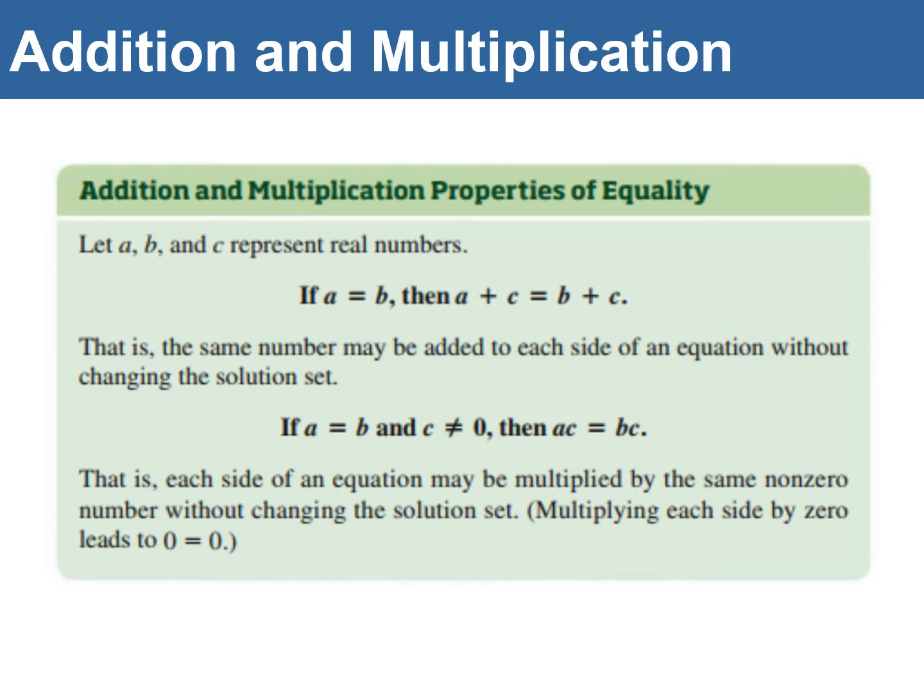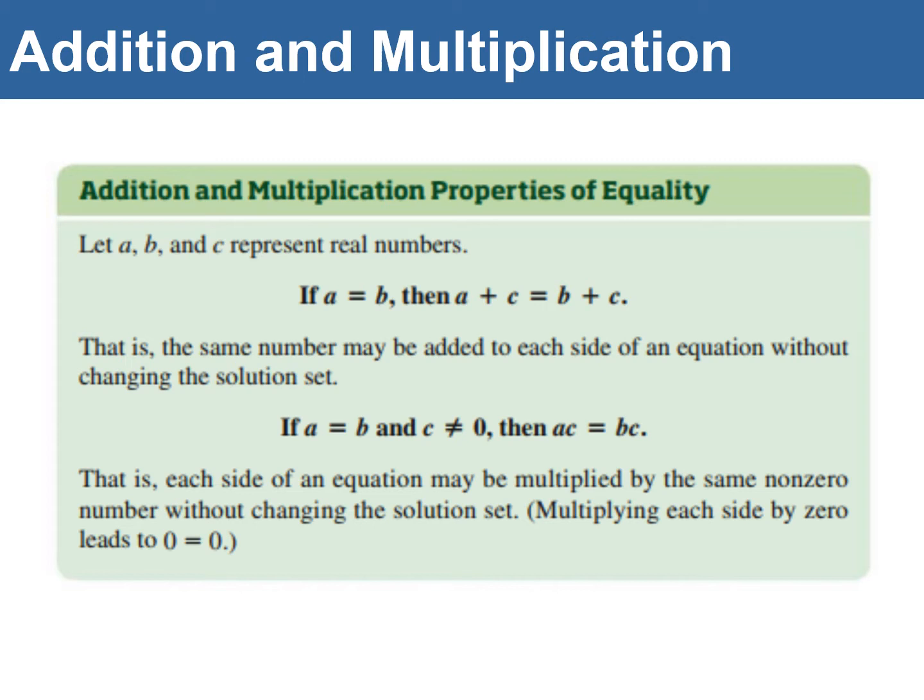Now, let's talk about the addition and multiplication properties of equality. Suppose I've got real numbers a, b, and c. If I tell you that a is equal to b, and then I add some real number c to both sides, so a plus c, that is going to be equal to b plus c. So as long as I add the same number to each side, then I have not changed the solution set. I have equivalent equations.